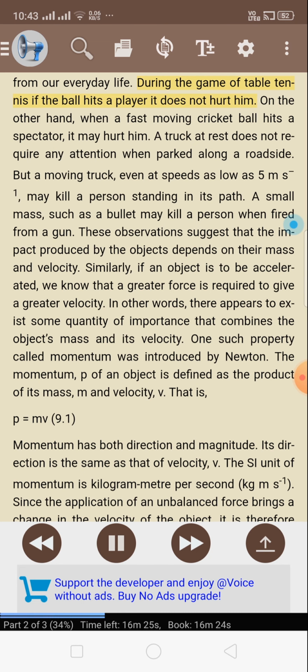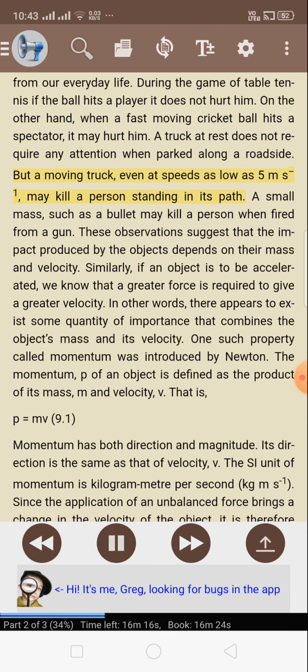During the game of table tennis, if the ball hits a player, it does not hurt him. On the other hand, when a fast-moving cricket ball hits a spectator, it may hurt him. A truck at rest does not require any attention when parked along a roadside. But a moving truck, even at speeds as low as 5 meters per second, may kill a person standing in its path. A small mass, such as a bullet, may kill a person when fired from a gun. These observations suggest that the impact produced by the objects depends on their mass and velocity.